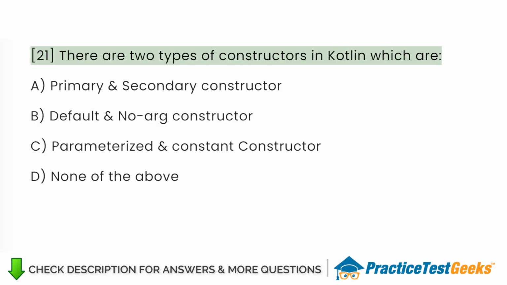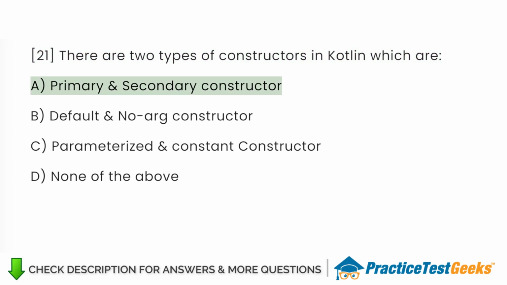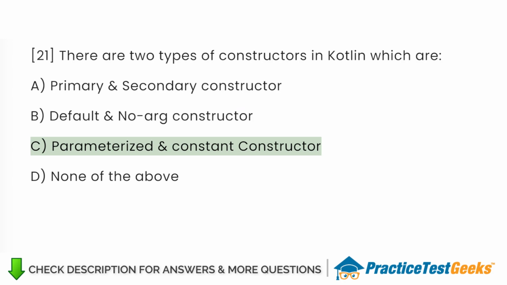There are two types of constructors in Kotlin, which are: A. Primary and secondary constructor. B. Default and no-arg constructor. C. Parameterized and constant constructor. D. None of the above.